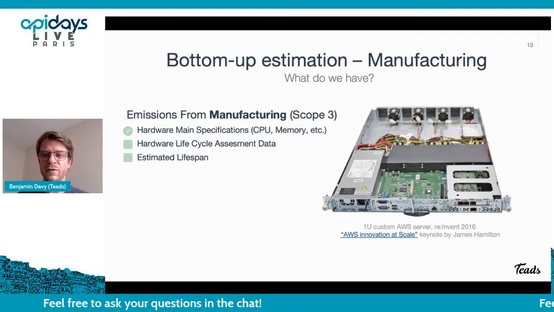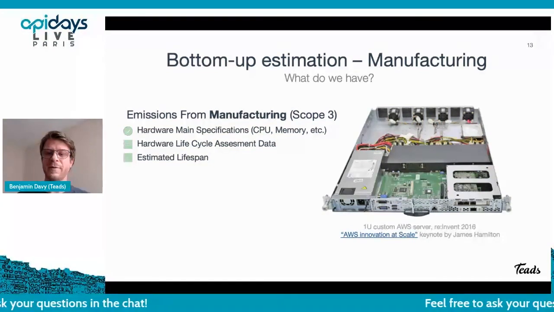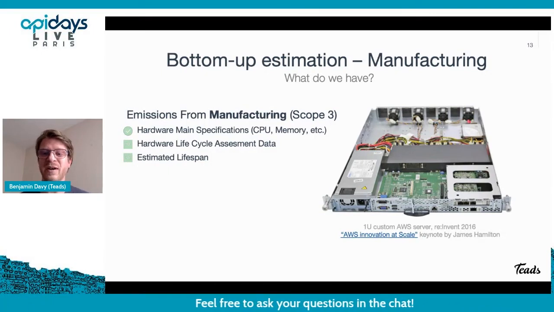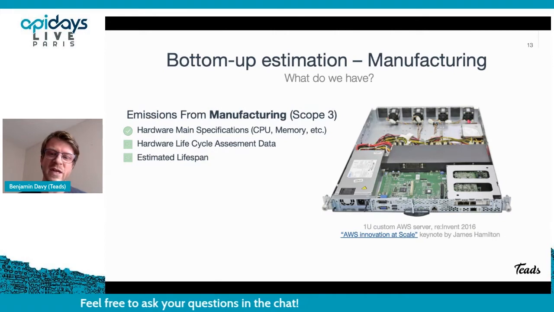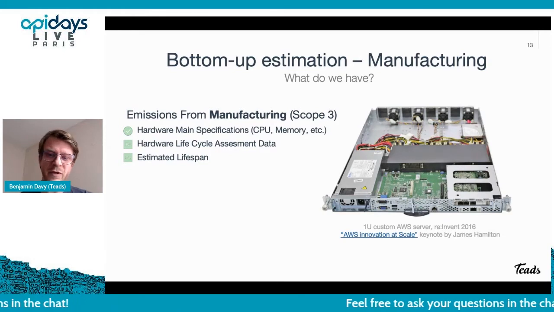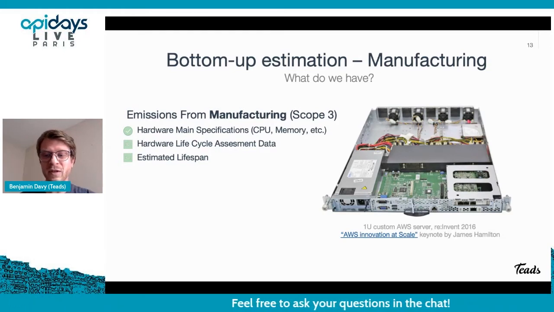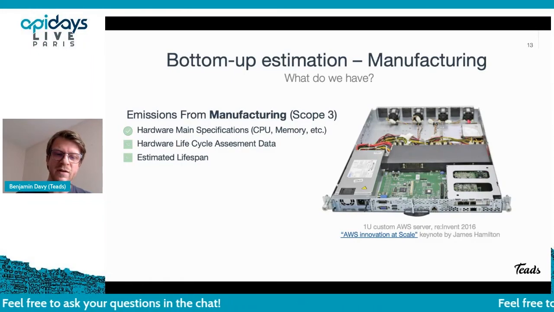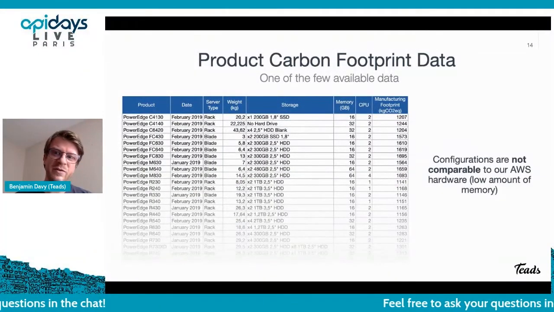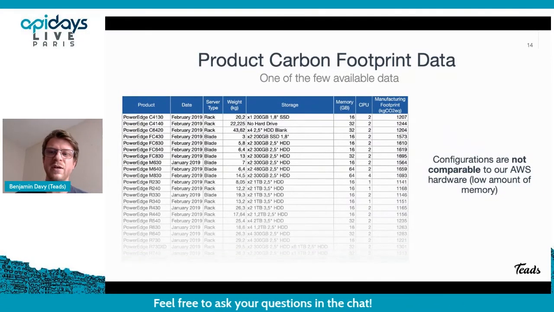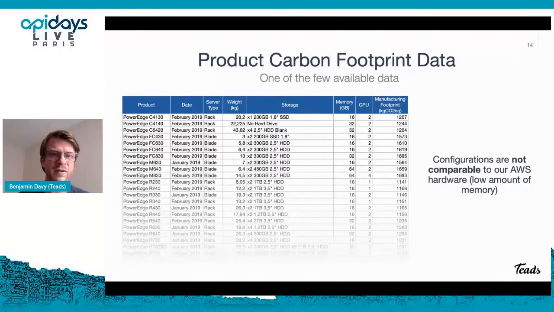Nitro cards that are custom made by AWS are not available anywhere else, so it could be hard to compare with known products. And also, there isn't a lot of information about the manufacturing footprint of IT equipment to compare these specifications with. Some manufacturers, like Dell, provide a product carbon footprint document for their machines. Here you have the manufacturing footprint on the last column for different server configurations.